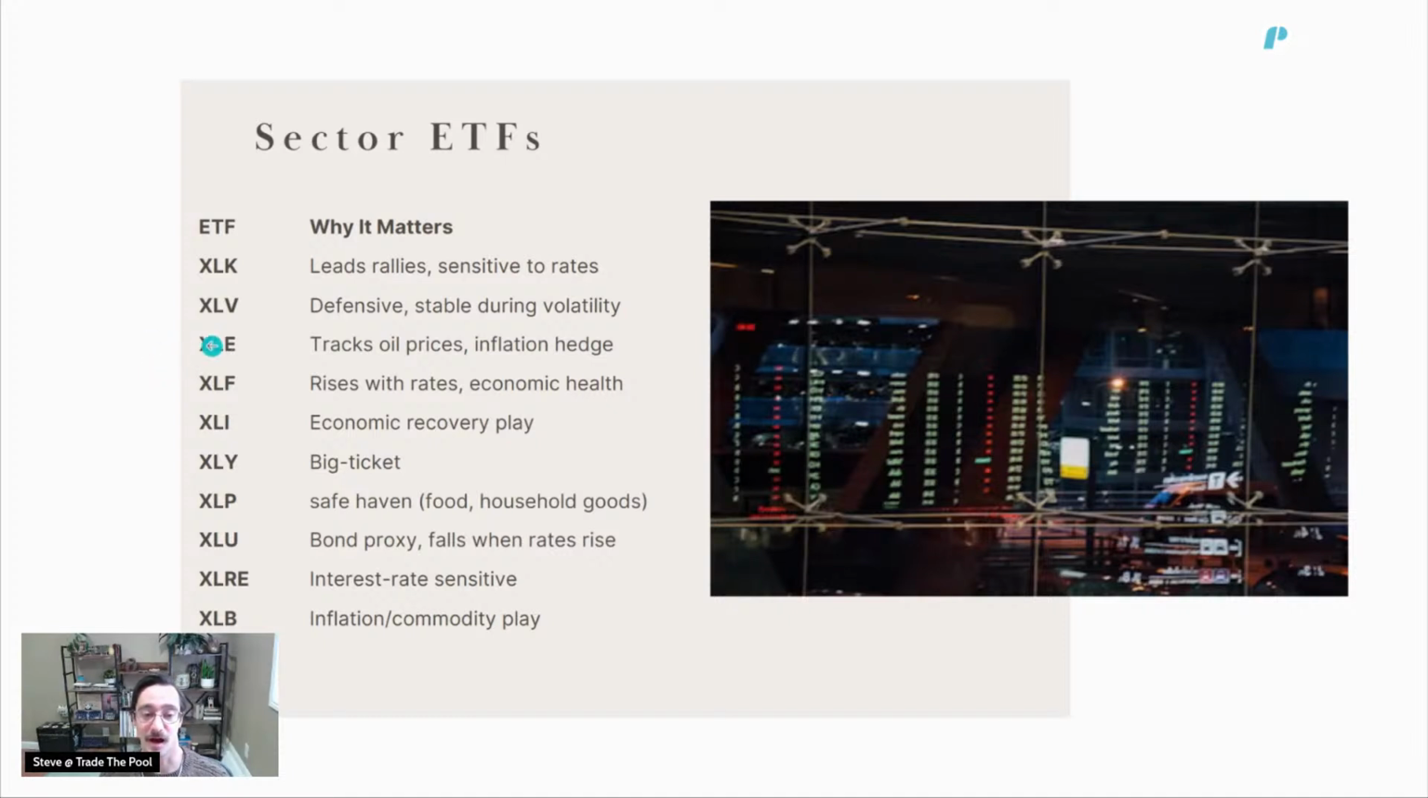So oftentimes you'll see XLE. If XLE is at the top of the sector list for the day, you'll also see names like XLV up there, other defensive names, XLU, utilities. So just something to consider there.